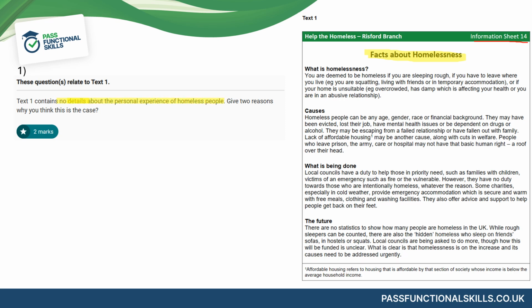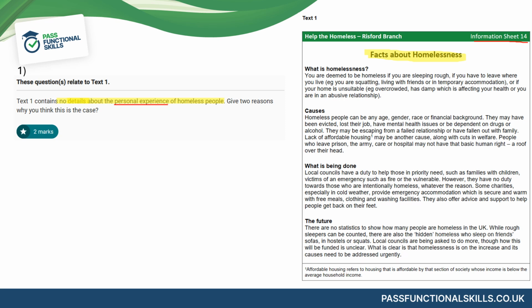And the key here is this phrase, personal experience. So the details about a personal experience of a homeless person might involve an interview with a specific homeless person, individual stories, and why some people have ended up on the streets. But just having a quick skim of this text tells us that we don't have any of that here. So we've just got very general facts about homelessness.